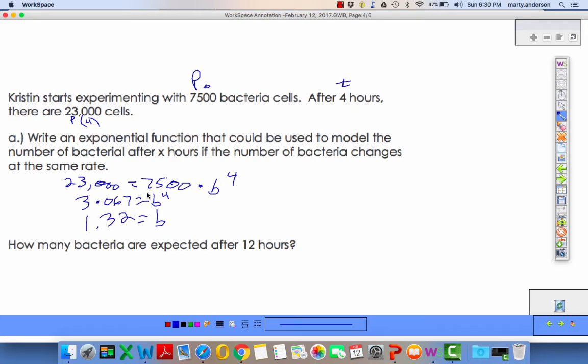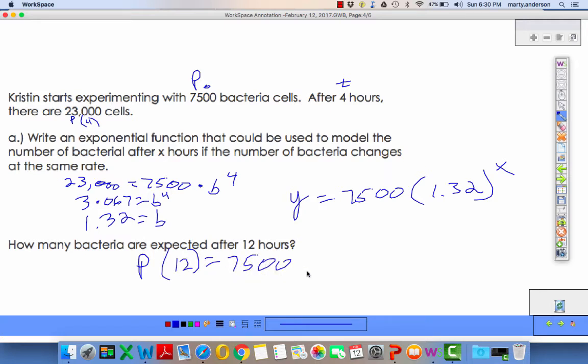Now, if you round, your last answer here may be slightly different. My equation now is y equals initial times the base raised to the x. How many bacteria after 12 hours? Population after 12 hours. 7,500 times 1.32 to the 12th.